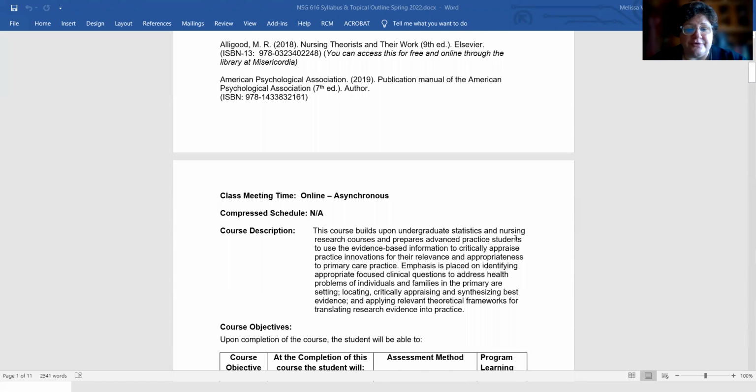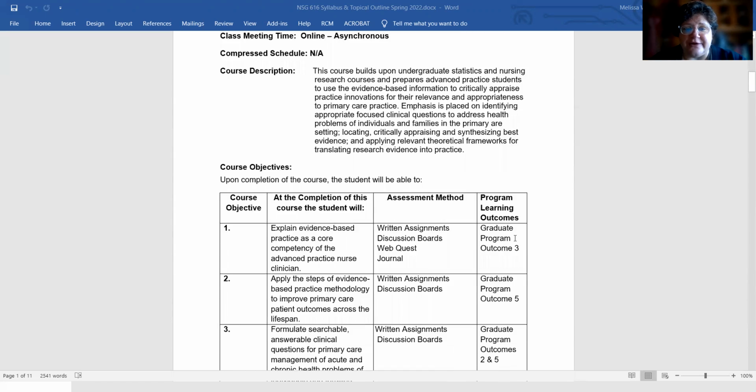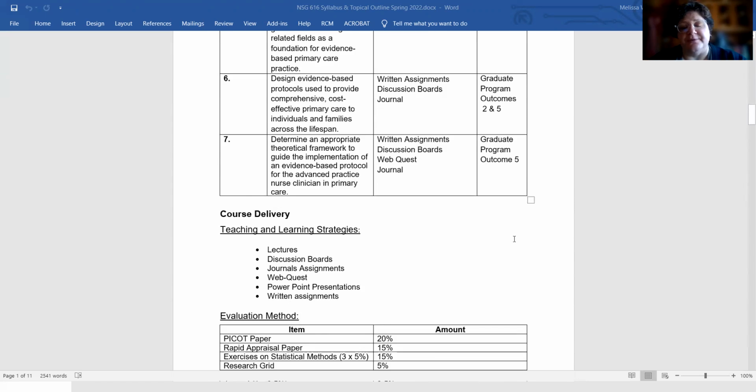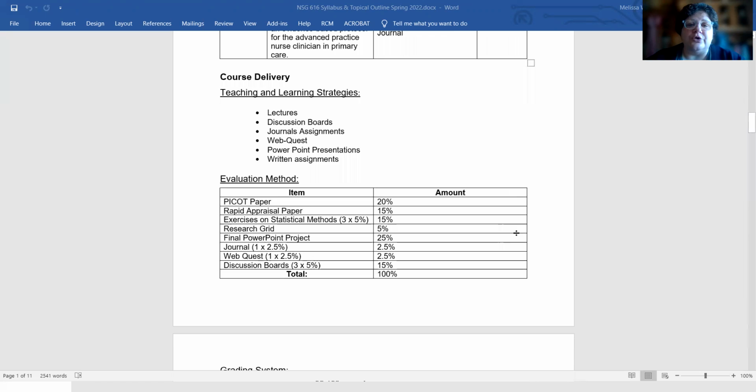You can read through the course description and objectives at your leisure. Just going to scroll down here to the important parts. Course delivery, the teaching methods we'll use are lectures, discussion boards, journal assignments, WebQuest, PowerPoint presentations, and written assignments.